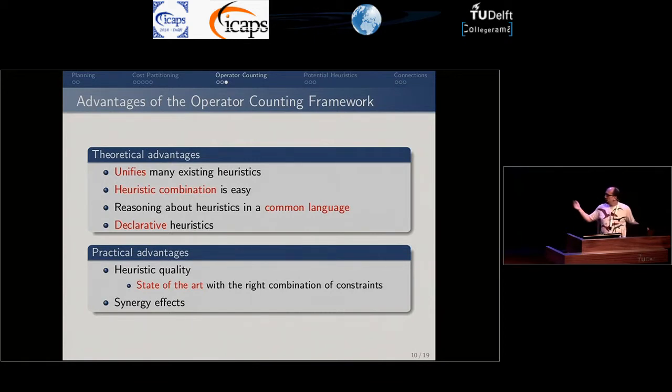And in practice, this gives state-of-the-art heuristic quality if you choose the right set of constraints. The reason why it can come up with such good quality, or one of the reasons, is that there are synergies between these constraints. So a landmark constraint can interact with a constraint that comes from a state balance condition, and they can strengthen each other.